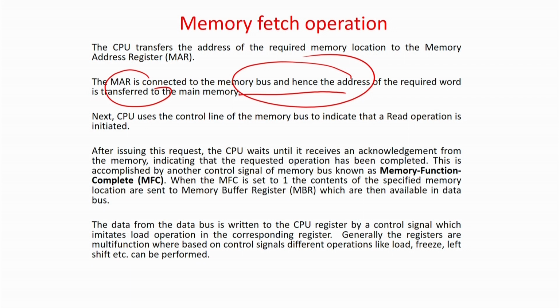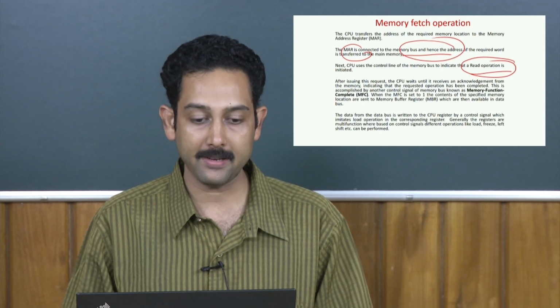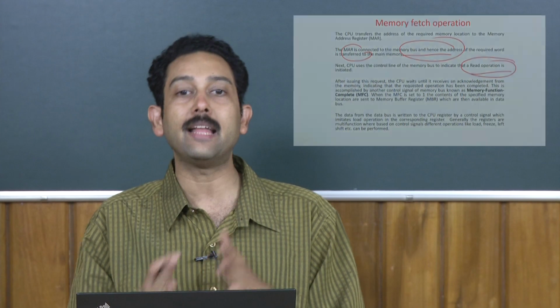Next, the CPU has to tell that it is a read operation, because we are at present discussing memory read. There is a control line, as we have already said, for read or write, and it says that it is a read operation. Now, actually there is a difference between the CPU speed, the memory speed and the IO speed.